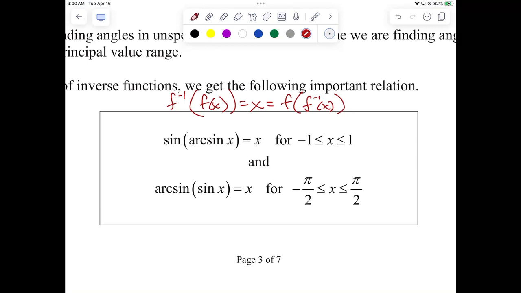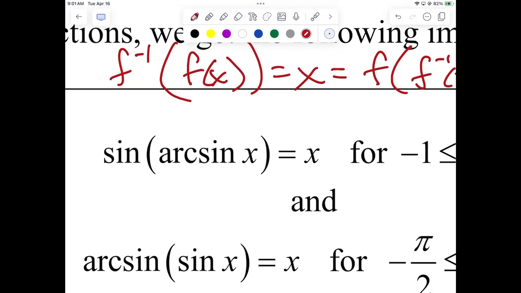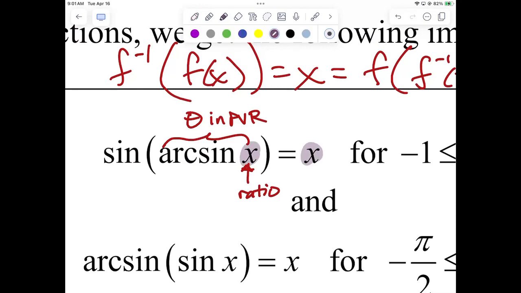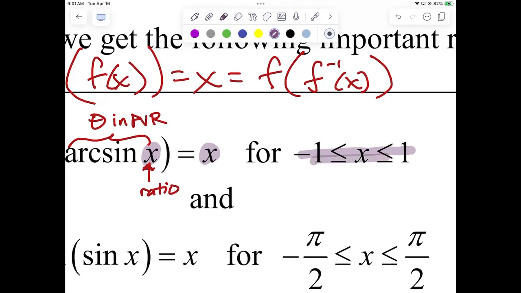Now, you got to be careful when you're composing sine and inverse sine back to back, because it's not always going to be x. So let's think about it. Let's look at the top one. If I start with arc sine of x on the inside and sine on the outside, this means I'm starting with a ratio. And if I take the inverse sine of that ratio, I'm going to get an angle theta in the PVR. It's going to automatically be in the PVR. What happens then if I take the sine of that angle? Well, I will get right back to where I started with x, as long as the x is between -1 to 1 to start with.